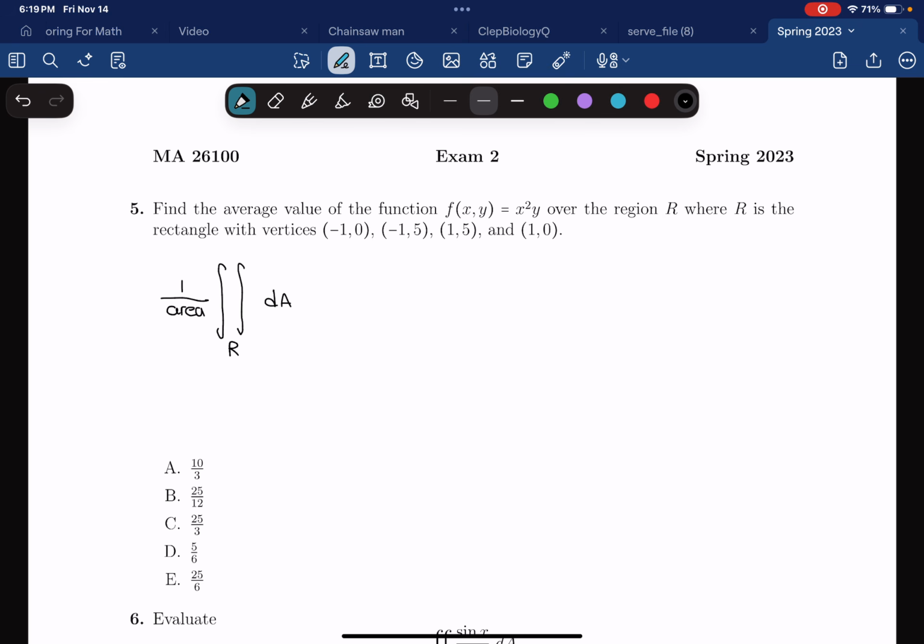So let's take this step by step, right? I noticed that this has a negative, so we're going to need both sides here. So we got negative 1, 0, negative 1, 5, 1, 5, 1, 0. You might be noticing I'm not using my usual blue.